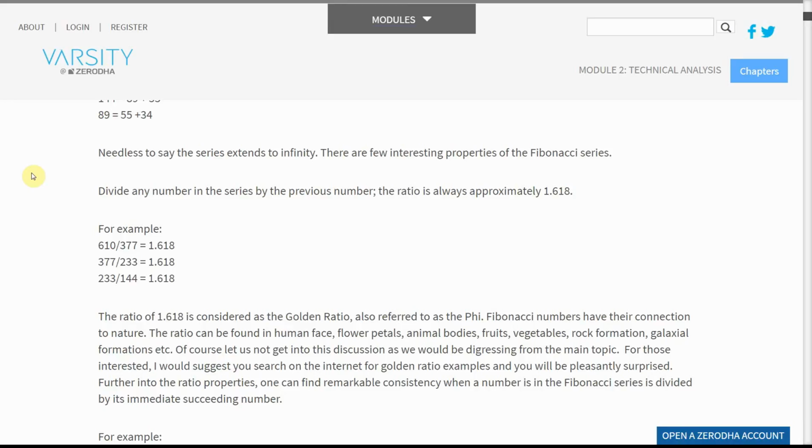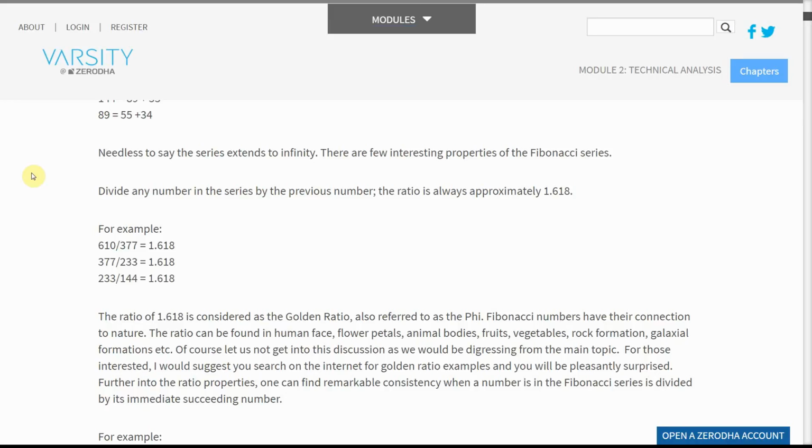There are a few interesting properties of the Fibonacci series. Divide any number in the series by the previous number. The ratio is always approximately 1.618. For example, 610 divided by 377 equals 1.618.